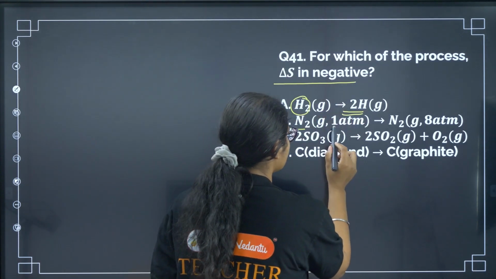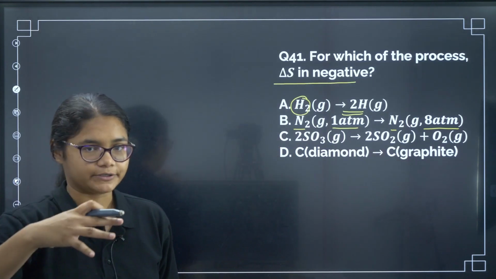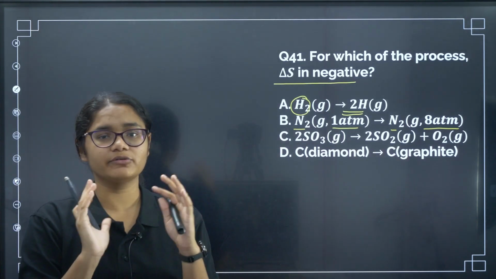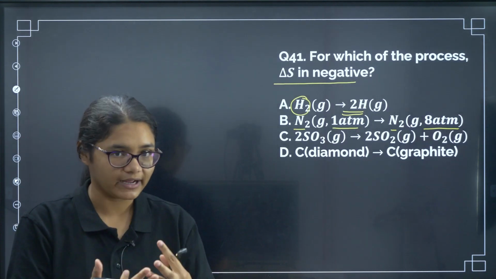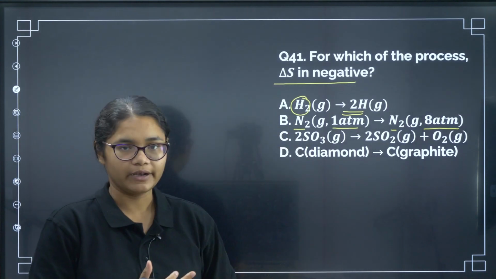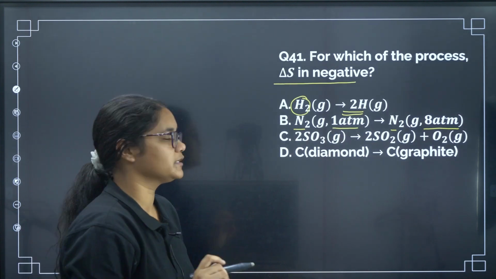Now here you see N2 gas at 1 atm, N2 gas at 8 atm. So when you give more pressure, the nitrogen molecules will come more close to each other and they are comparatively more arranged as compared to this one, right? So here the randomness is decreasing. So delta S is negative in option number B.